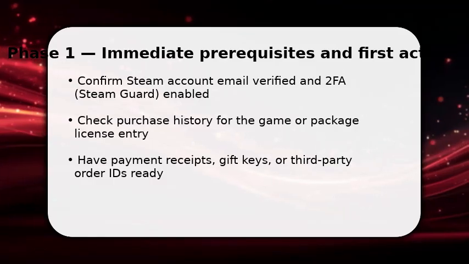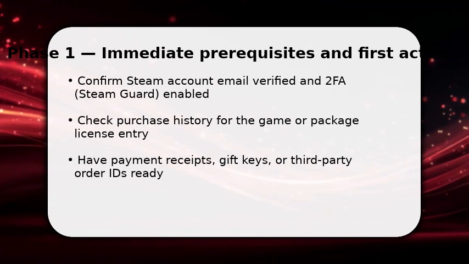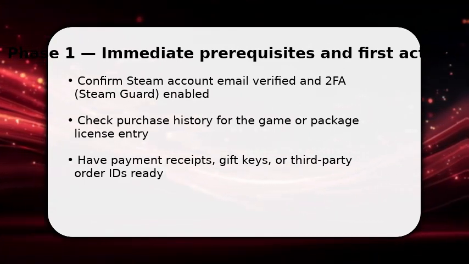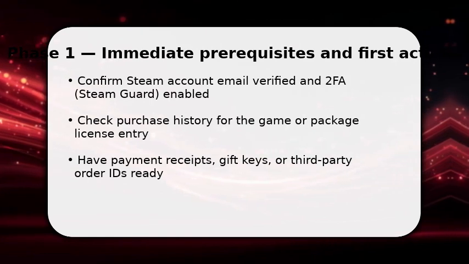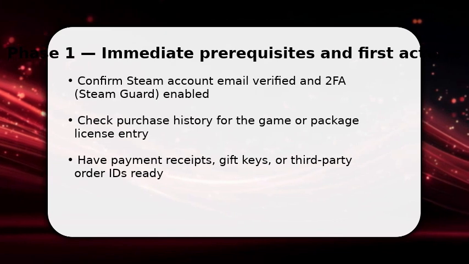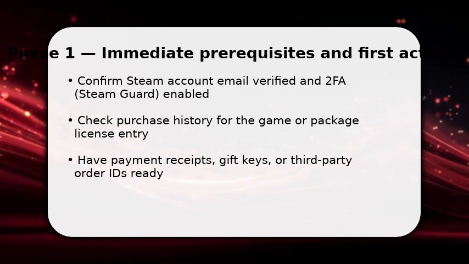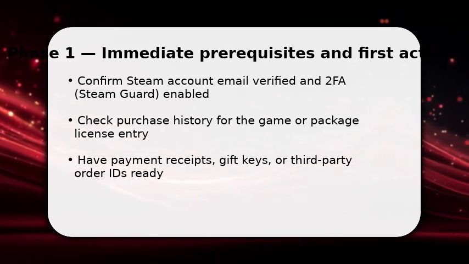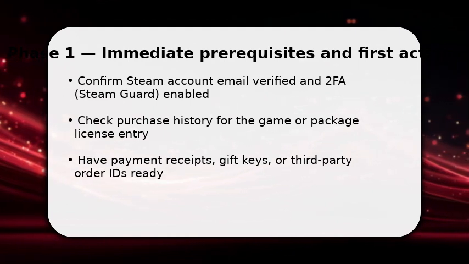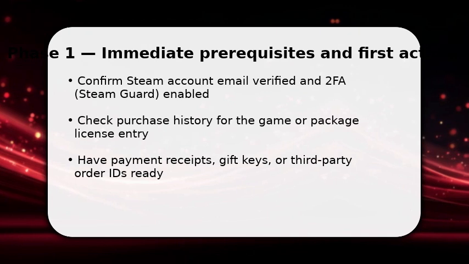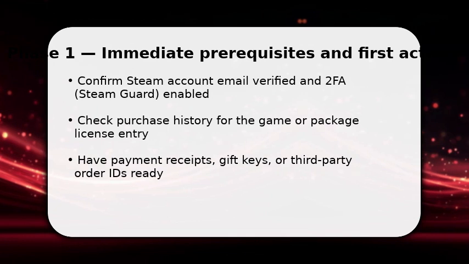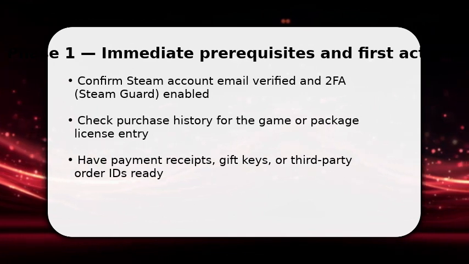You start by confirming your account is fully verified and Steam Guard is active. That prevents access issues. Next, open your purchase history to verify whether the license is recorded under your account, because a missing entry is the cause. If you used a third-party key or gift, gather the receipt, order ID, or key code now. These prove ownership. Once done, make sure Steam is updated and restart the client. This refreshes license sync before you proceed to recovery steps.